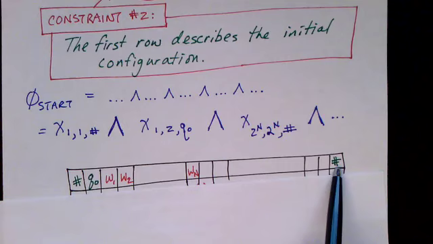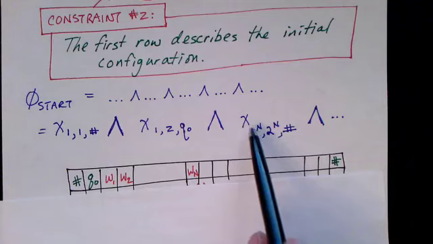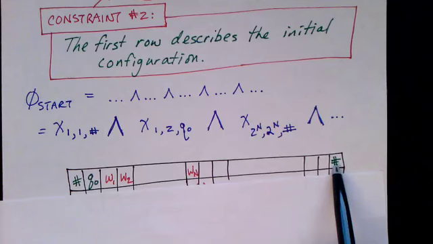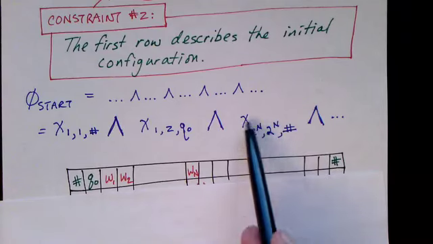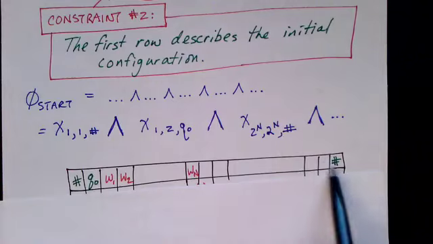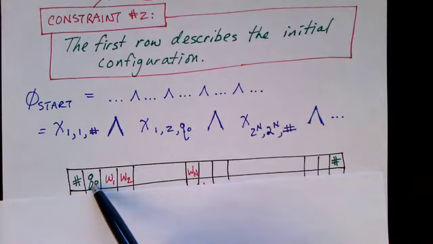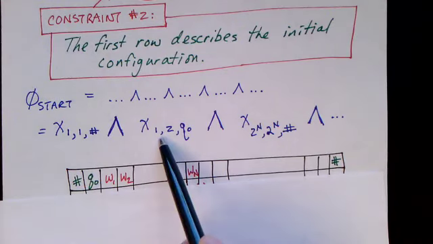And we need to have a pound sign here. This column is really 2 to the n plus 3, but I've just put 2 to the n here. And so we're saying that there has to be a pound sign there. And also we have to start in the initial state, Q0. So this cell of the table has to contain Q0, and that's expressed by this.